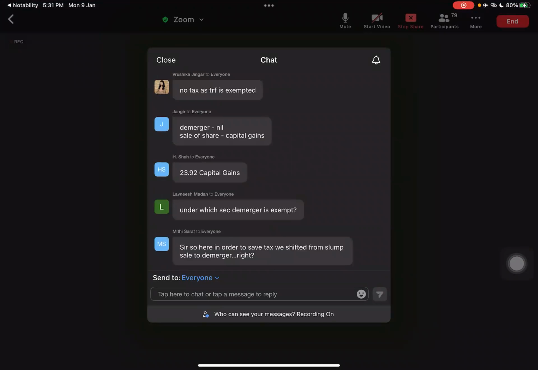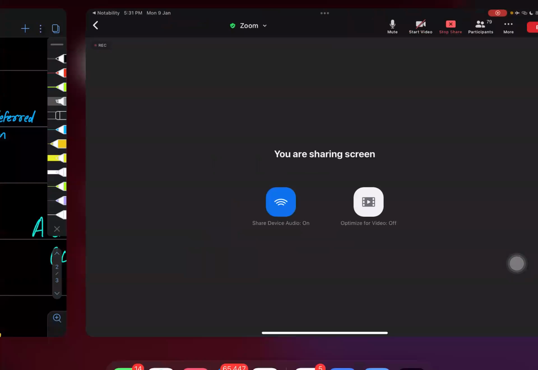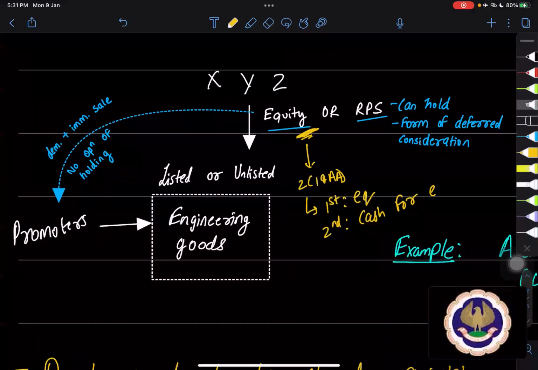Sir, so here, in order to save tax, we shifted from slump sale to demerger. Correct. That's the correct answer. I mean, that's what we are trying to do. We are trying to optimize the tax.